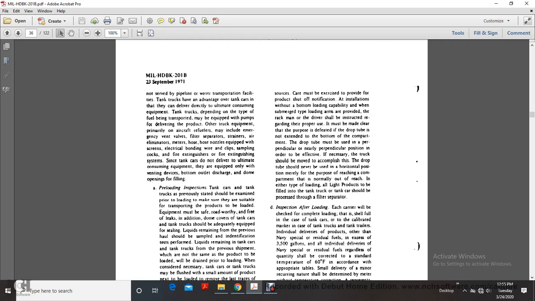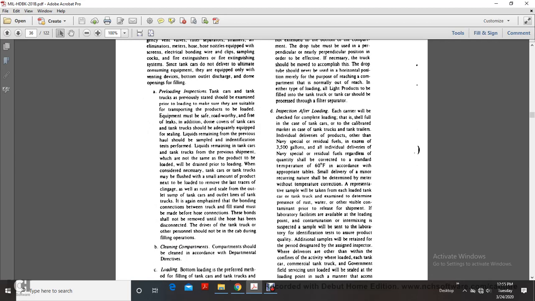It must be made clear that the purpose of the drop tube is to extend to the bottom of the compartment, with the drop tube mounted in a perpendicular or nearly perpendicular position in order to accomplish the effect necessary for the truck. The drop tube should never be used in a horizontal position merely for the purpose of reaching a compartment that is normally out of reach. The light product to be filled within the tank of the truck should be processed with a filter separator.